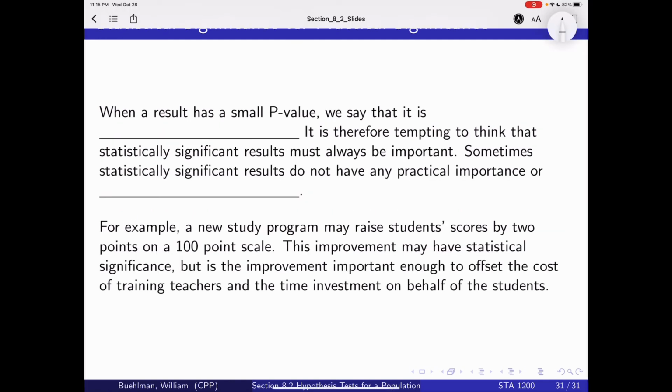When a result has a small p-value, we say it is statistically significant. It is therefore tempting to think that statistically significant results must always be important. Sometimes statistically significant results do not have any practical importance or practical significance.